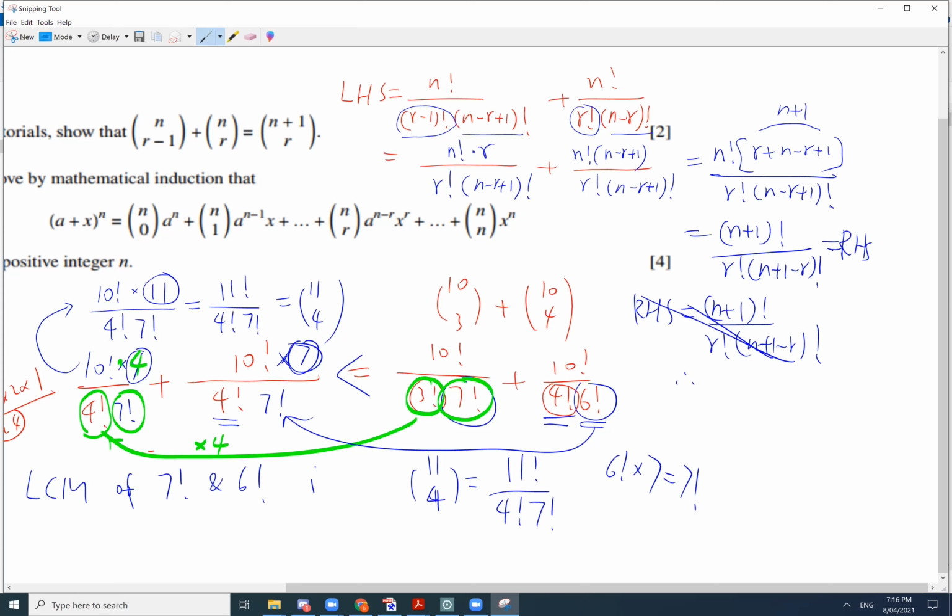But the question asks you to use factorial. We can do the other way to prove it, for example, like this part is n factorial times n plus 1, which is n plus 1 factorial. It's like 4 factorial times 5, you have 5 factorial.